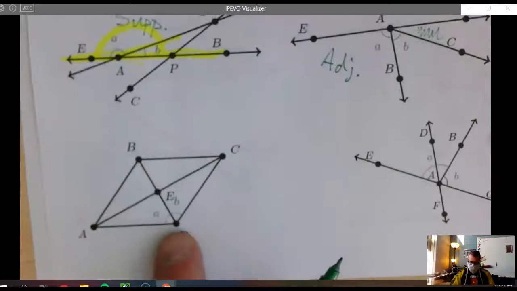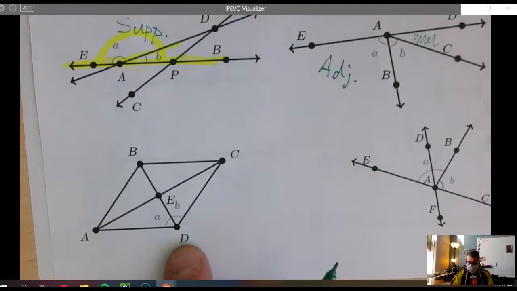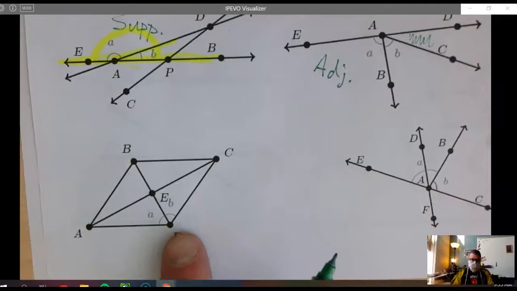Amelia, our next one inside this parallelogram. What about these A and B?